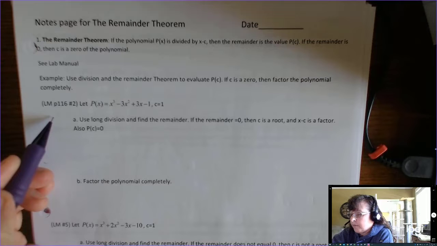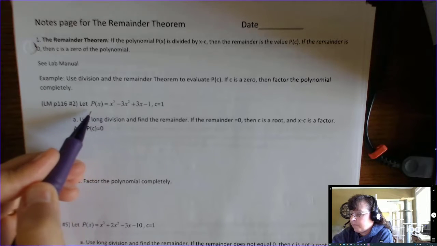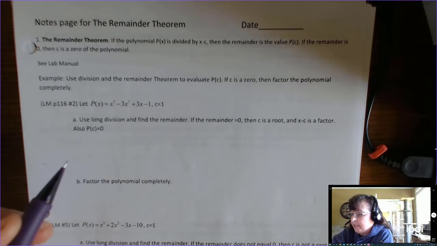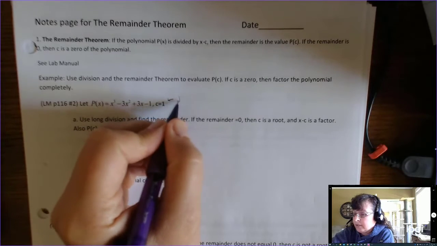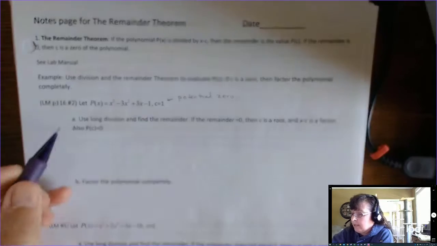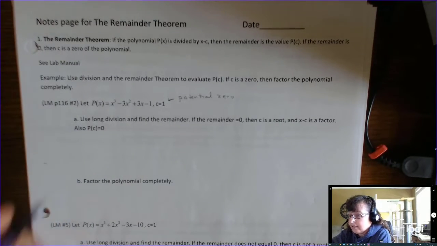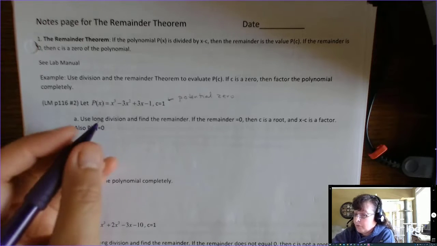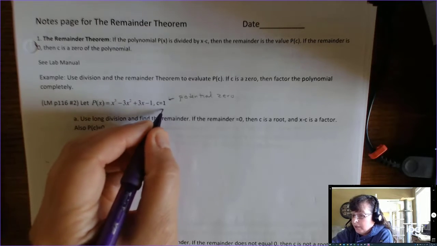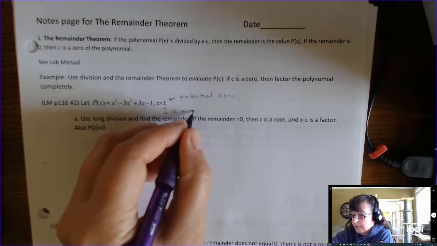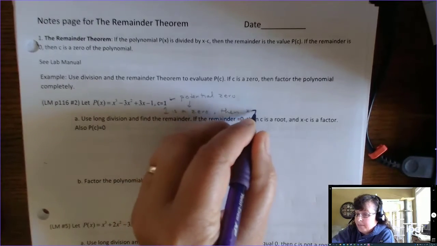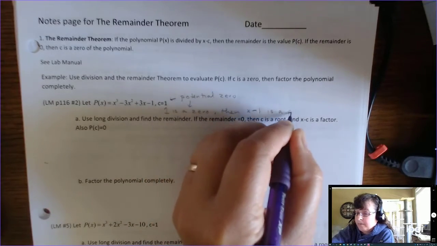So this is an example from the lab manual. Here's your polynomial. P of x equals x cubed minus 3x squared plus 3x minus 1. C equals 1 is the potential 0. And it says use long division to find the remainder. Okay, so long division, you have to really understand this connection. If 1 is a 0, or a potential 0, then x minus 1 is a potential factor.